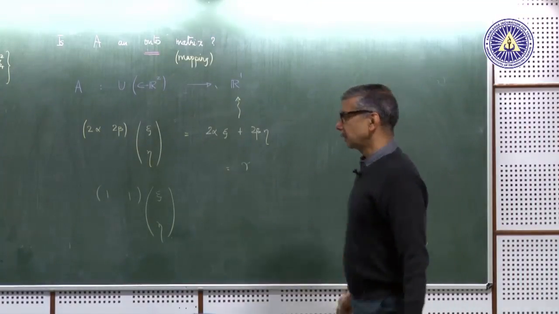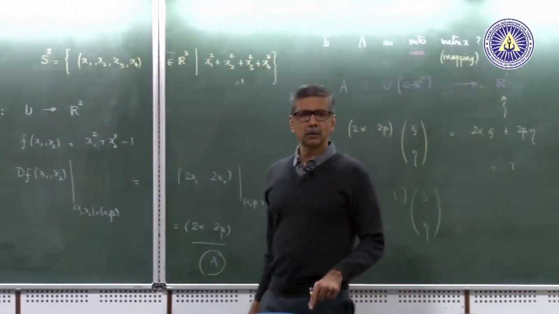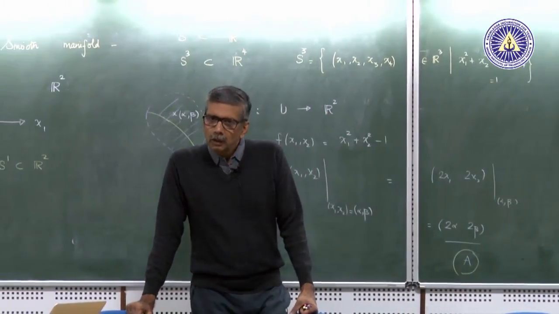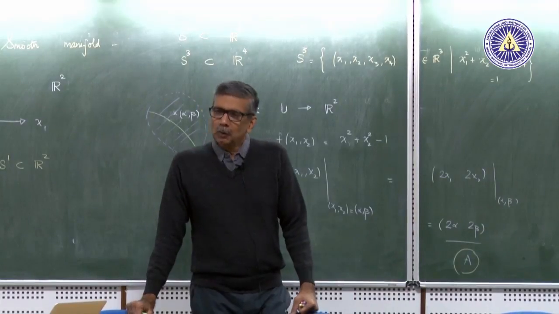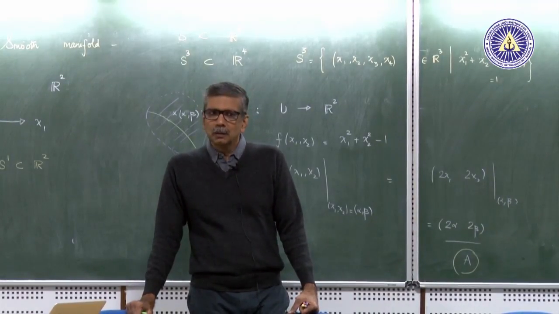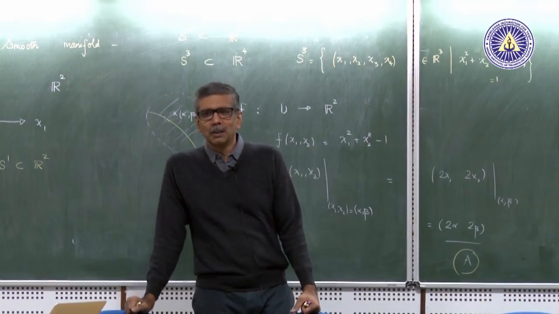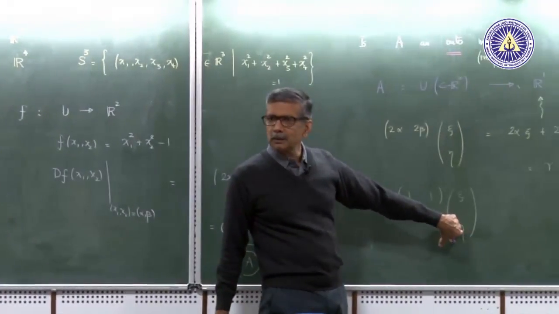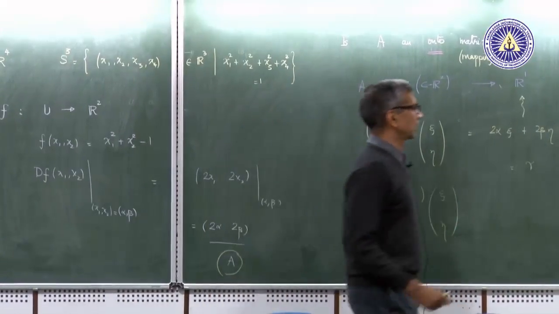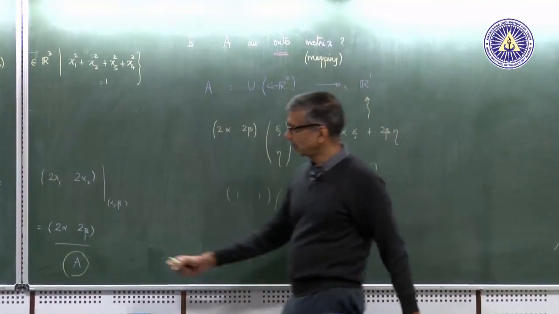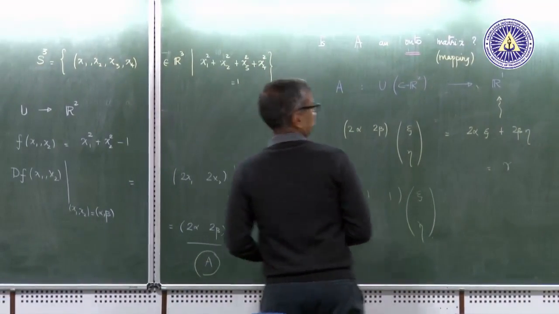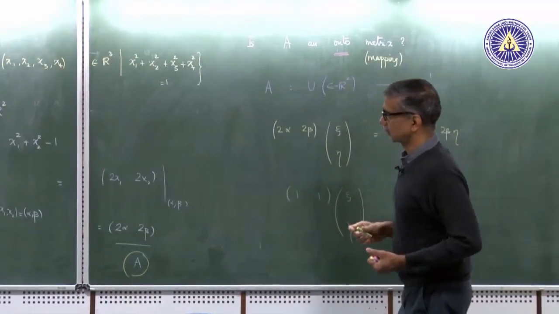For which values of alpha and beta do you think this will not be an onto matrix? 0 0. Suppose one of them is 0. No, it will still be onto. Even if one of them is 0, it will still be onto, because you can always play with one of these, right. So, the only case where it will not be onto is when both are 0, right. So, that is an onto mapping, right.